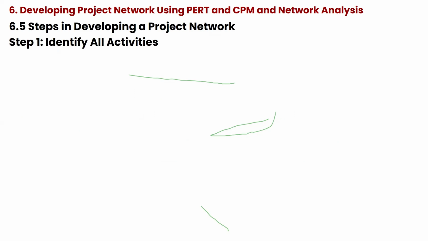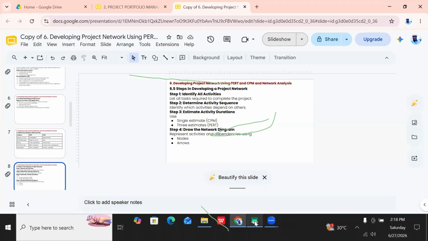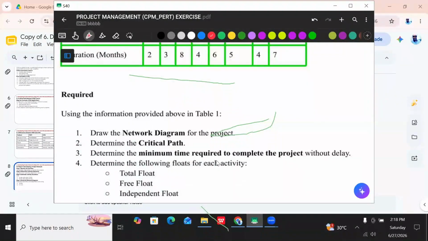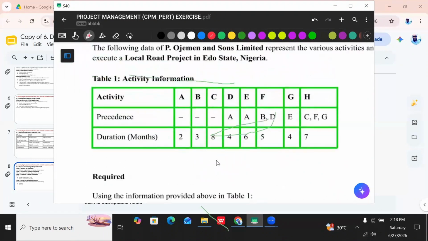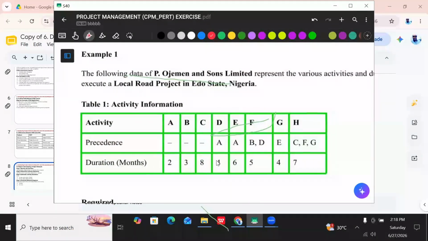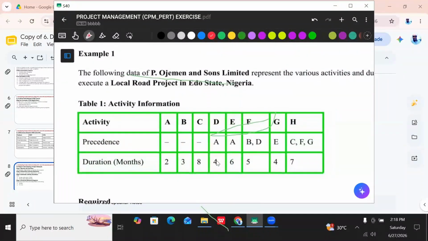Now, step 1, steps in developing a project network. First of all, you must be able to identify all activities. Let me take you here quickly. Look at this, for example. You have this before you. These are activities, all what you have here, this activity A, B, C, D, E.